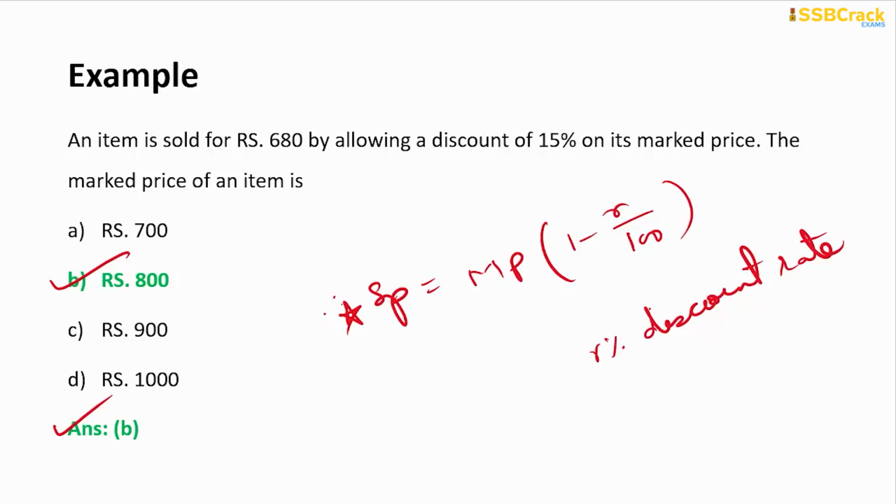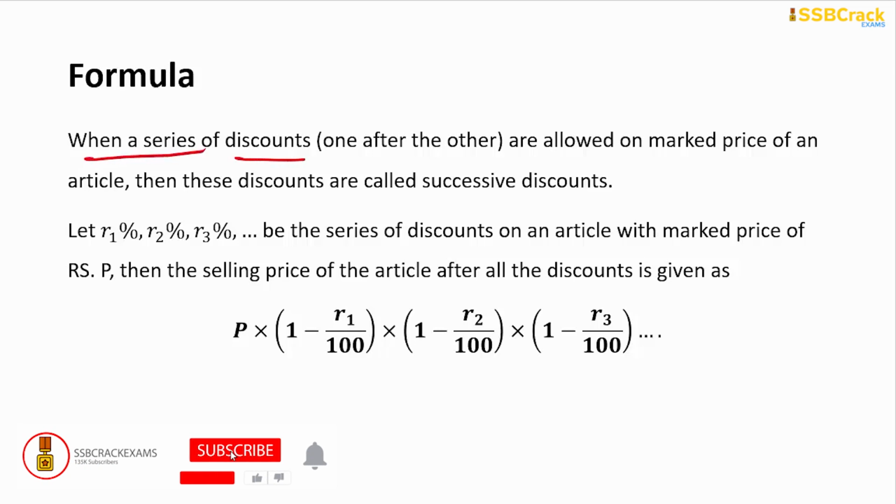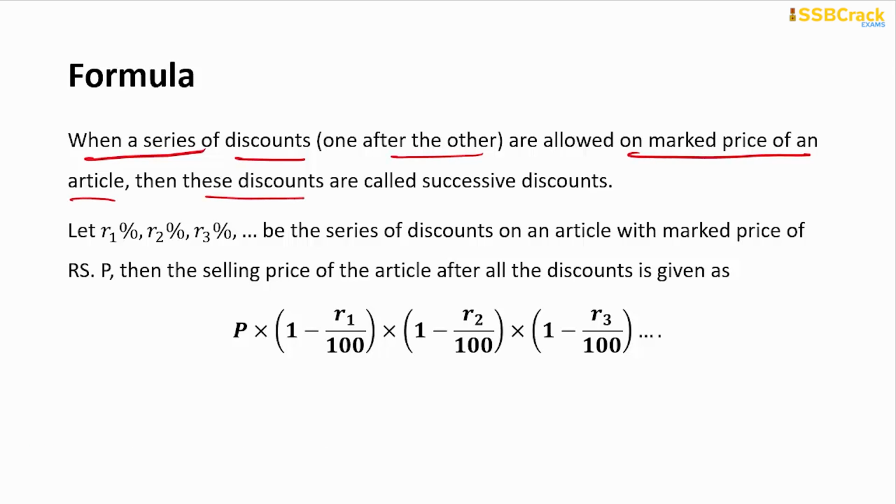Coming upon to the next formula understanding, when a series of discounts one after the other are allowed on a mark price of an article, then these discounts we call successive discounts. I hope you know this. If not, you can check out all our detailed lectures we have covered pertaining to your defense exam for this particular topic, profit and loss. So here, on behalf of formula series, I am discussing a few points and most important formulas.